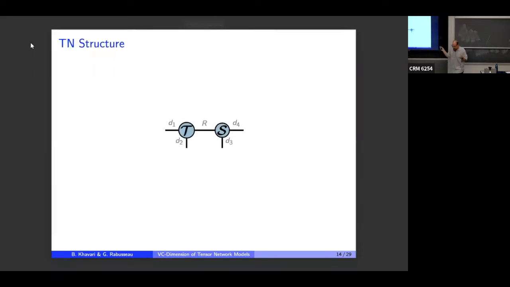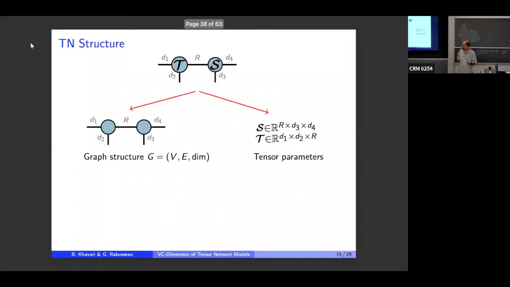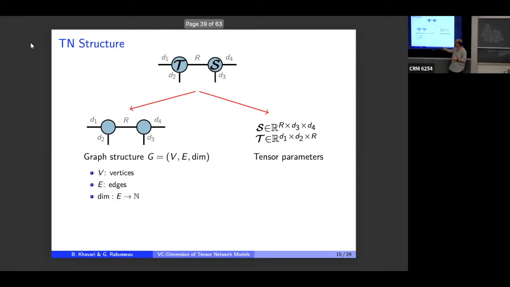So just the basic idea to formalize this is that a tensor network is the combination of two things, a graph structure and a set of parameters. Right? So I have this tensor network here, that's some graph structure, where I have the edges, I have the vertices, and I have the dimension of the edges that are embedded in the graph structure. So here my graph structure is a set of vertices, a set of edges, and a dimension function that to each edge associates an integer, which would be the dimension of this leg. And I have tensor parameters, what I will actually plug into this kind of template, this graph.